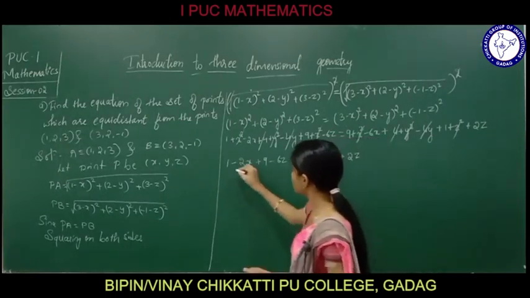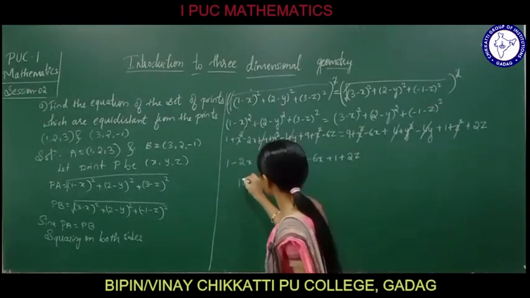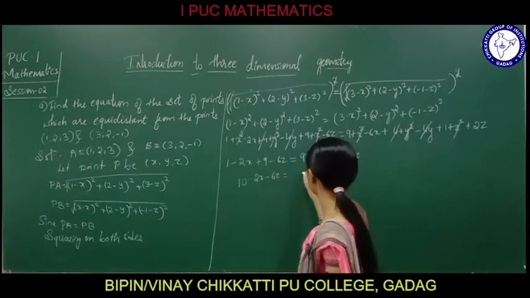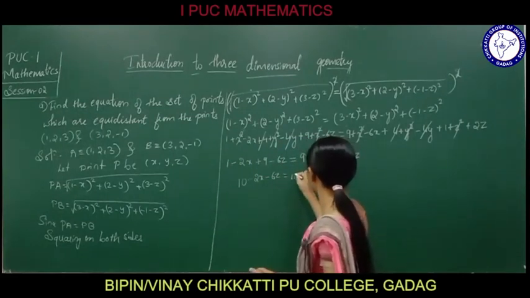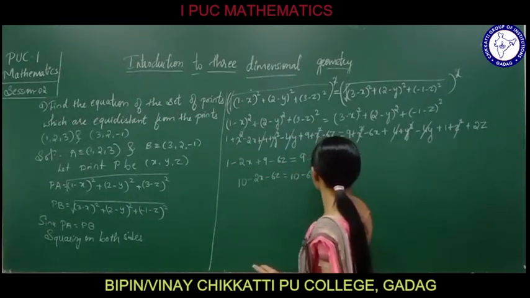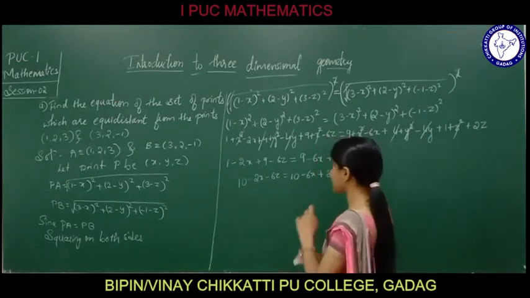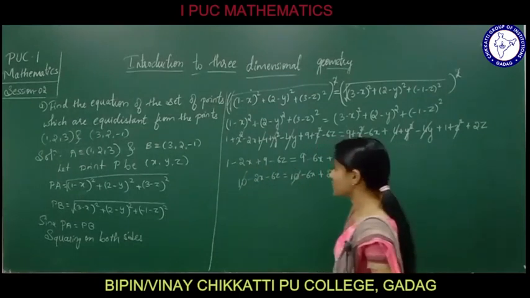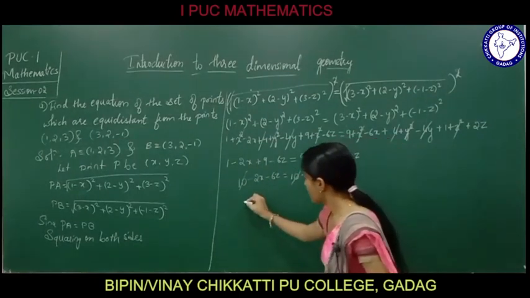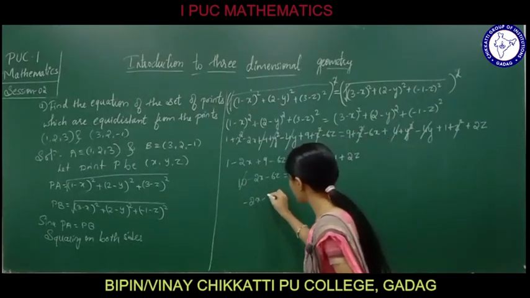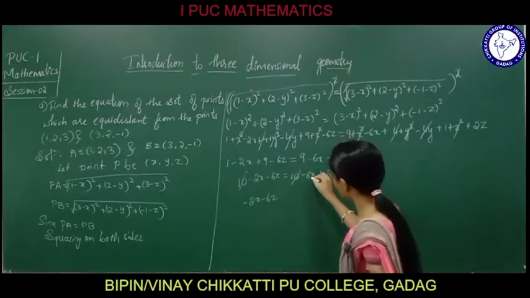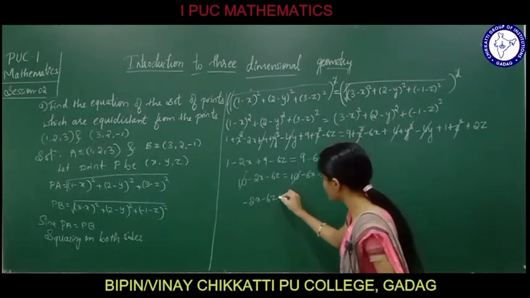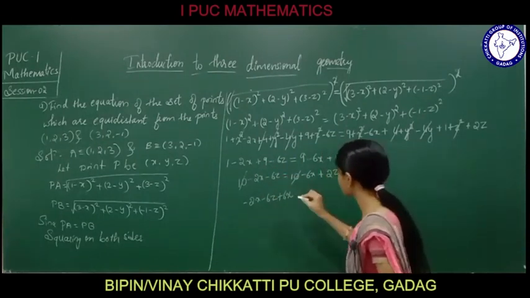Now 9 plus 1 is 10. So 10 minus 2x minus 6z is equal to 9 plus 1, 10, minus 6x plus 2z. So 10 and 10 are going to get cancelled. Minus 2x minus 6z. Minus 6x, if it shifts to the left hand side, is going to be plus 6x.